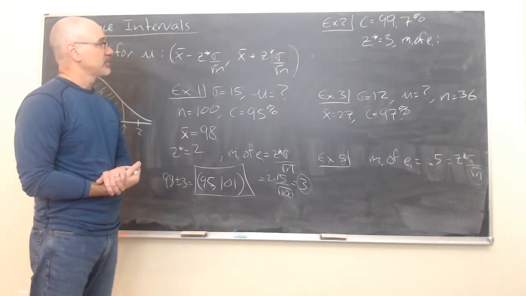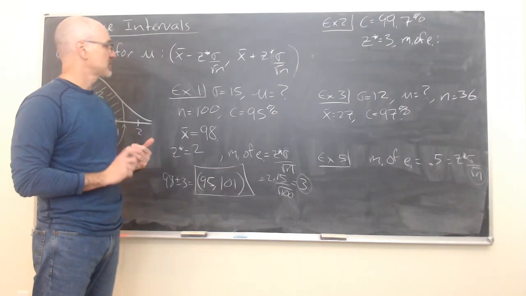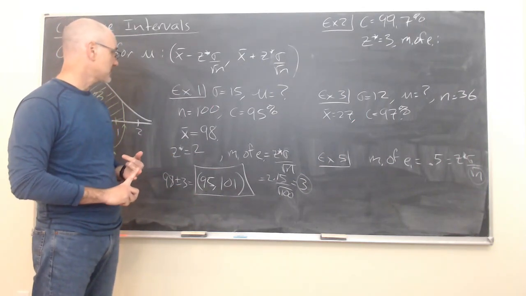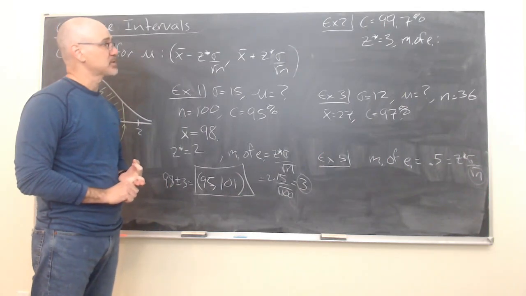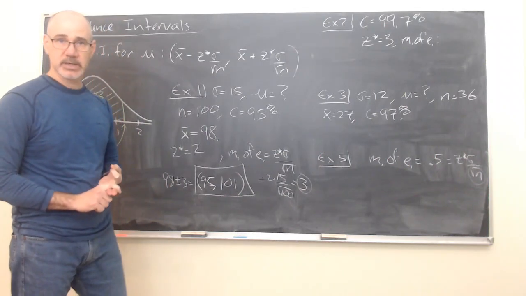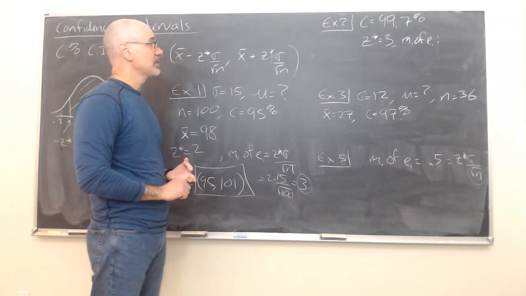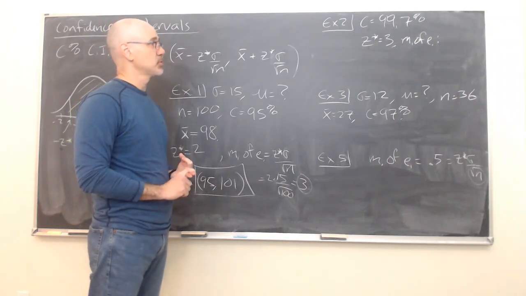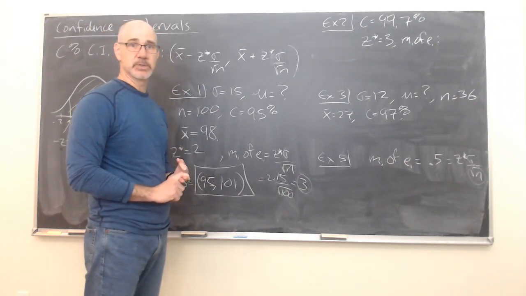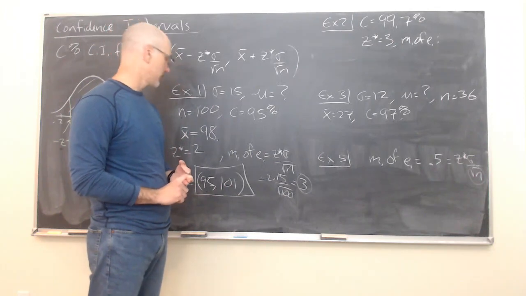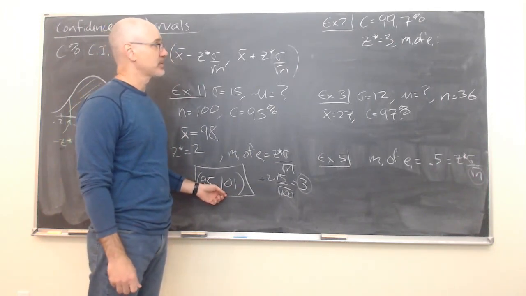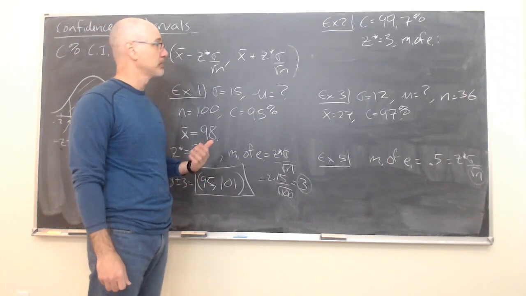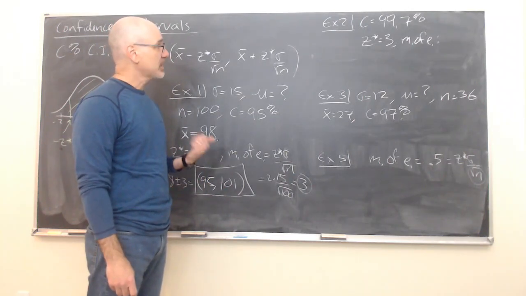All right, now example 2 keeps everything the same. Sample size of 100, sigma is 15, x bar is 98, but now it wants a 99.7% confidence interval. In other words, we want to be almost 100% sure that our confidence interval includes the true unknown mean. We were 95% sure here, and that's pretty sure, but 99.7% sure is really, really sure. So that changes the z star.